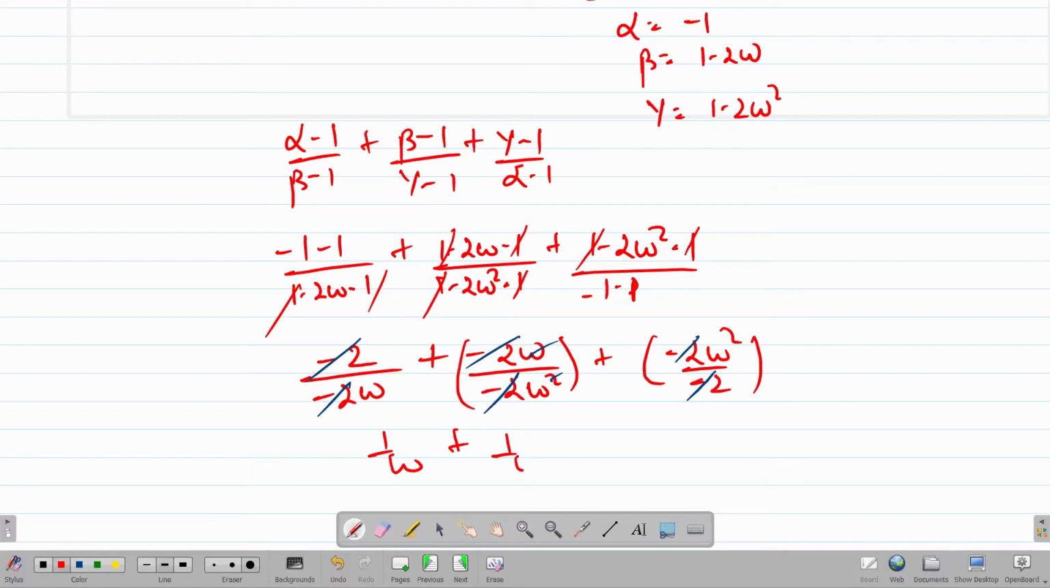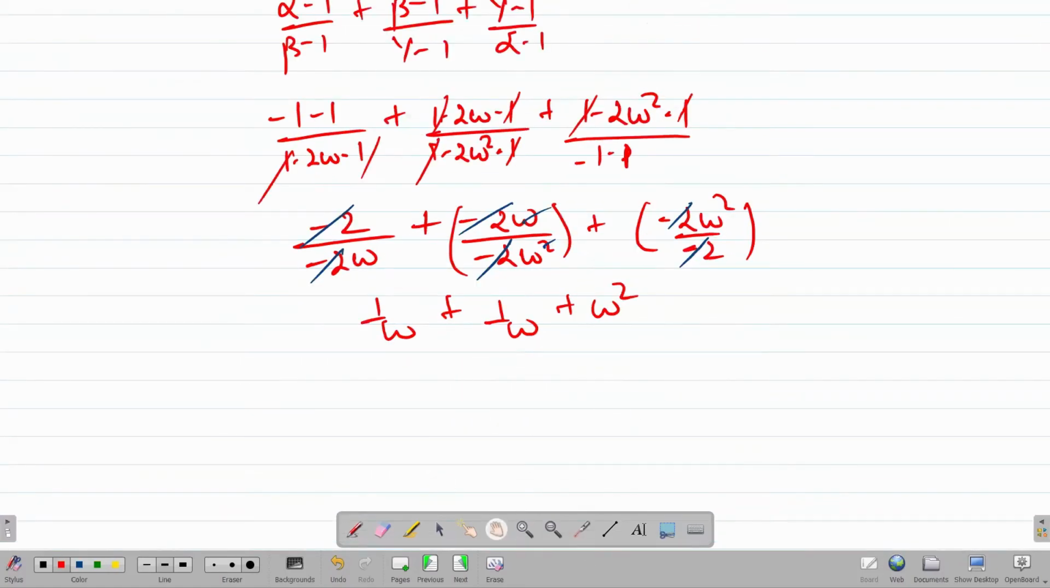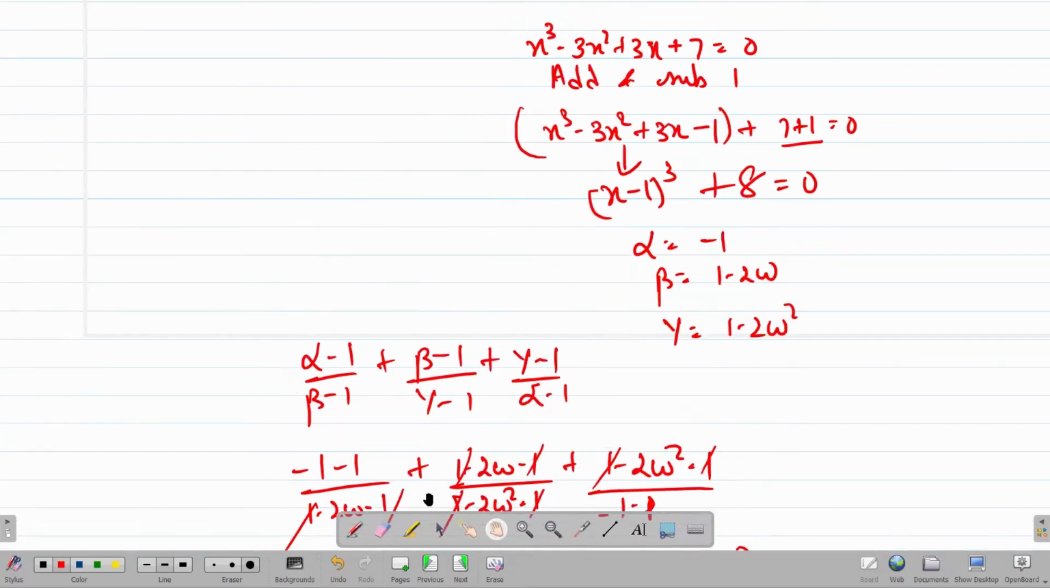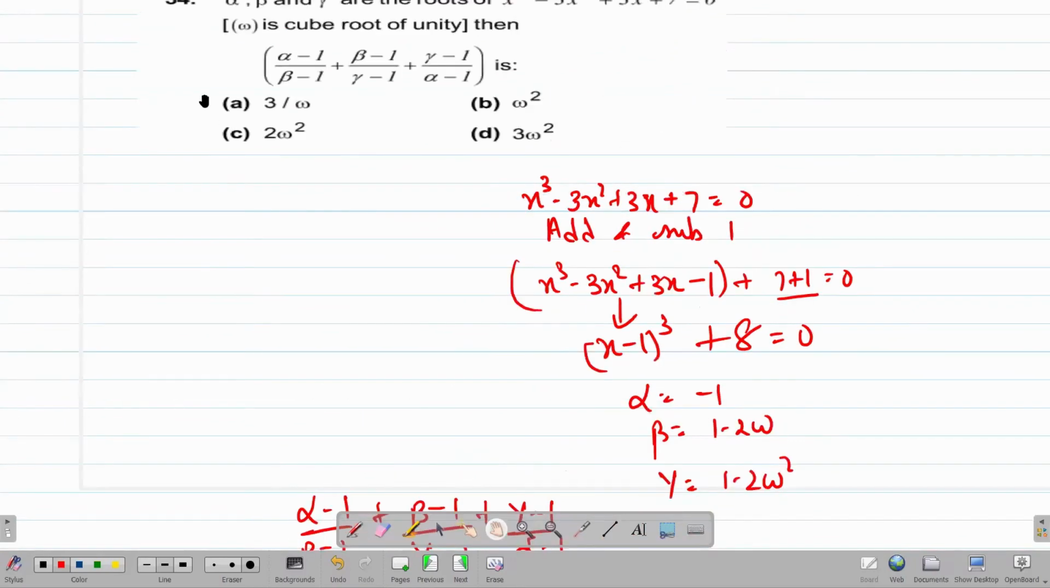This is again 1 by omega and this is omega square. Now if I replace this omega square by 1 by omega, as we have already done, that product of cube root of unity is 1. So from there we get omega square is equal to 1 by omega. So in this case my answer is 3 by omega. So that is my A option.